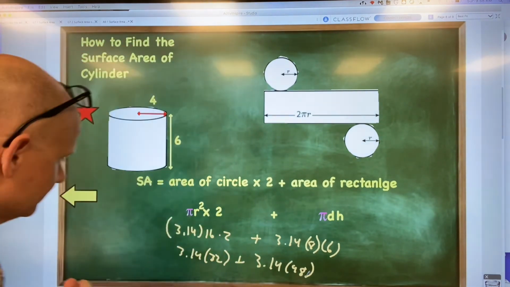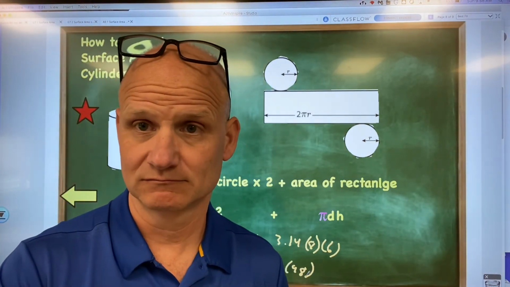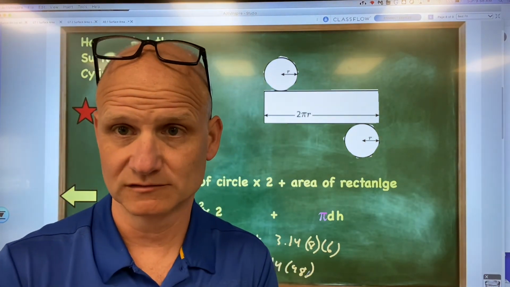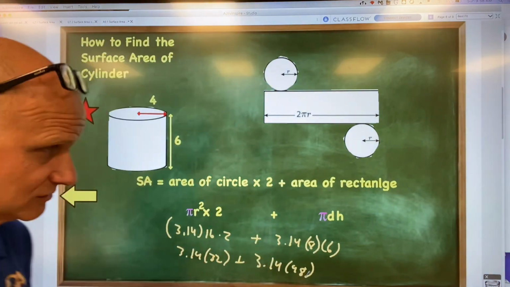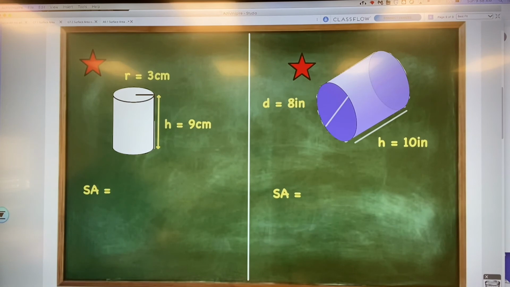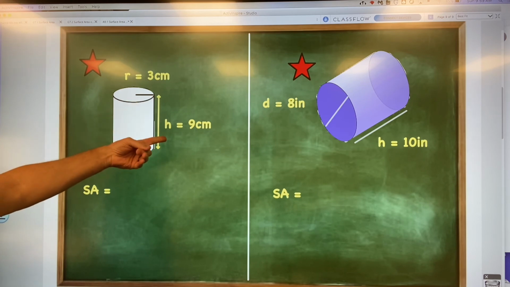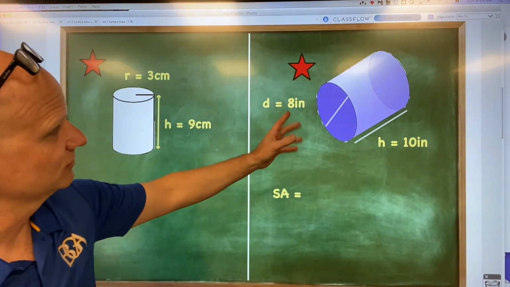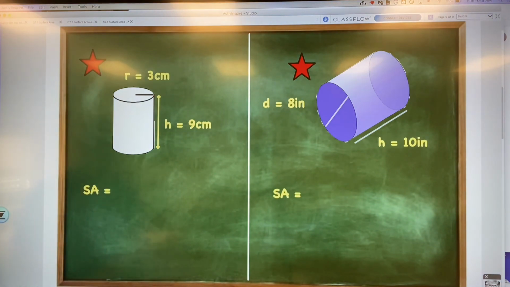I am not going to let you use a calculator on the assignment, on the worksheet. So the next 2 problems, solve without a calculator. We will go over these. Find the total surface area of each shape. This one, the radius is 3, the height is 9. In this cylinder, the diameter is 8, the height is 10. Go ahead, press pause to solve that.